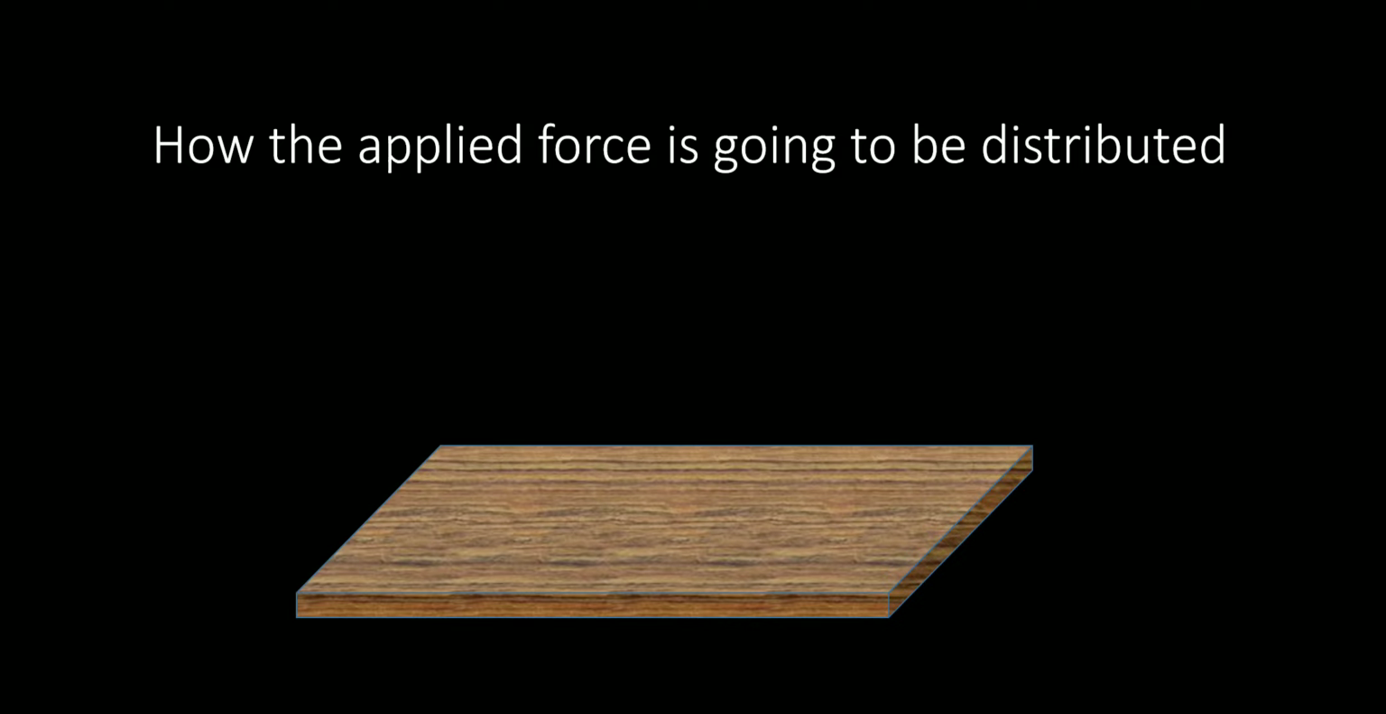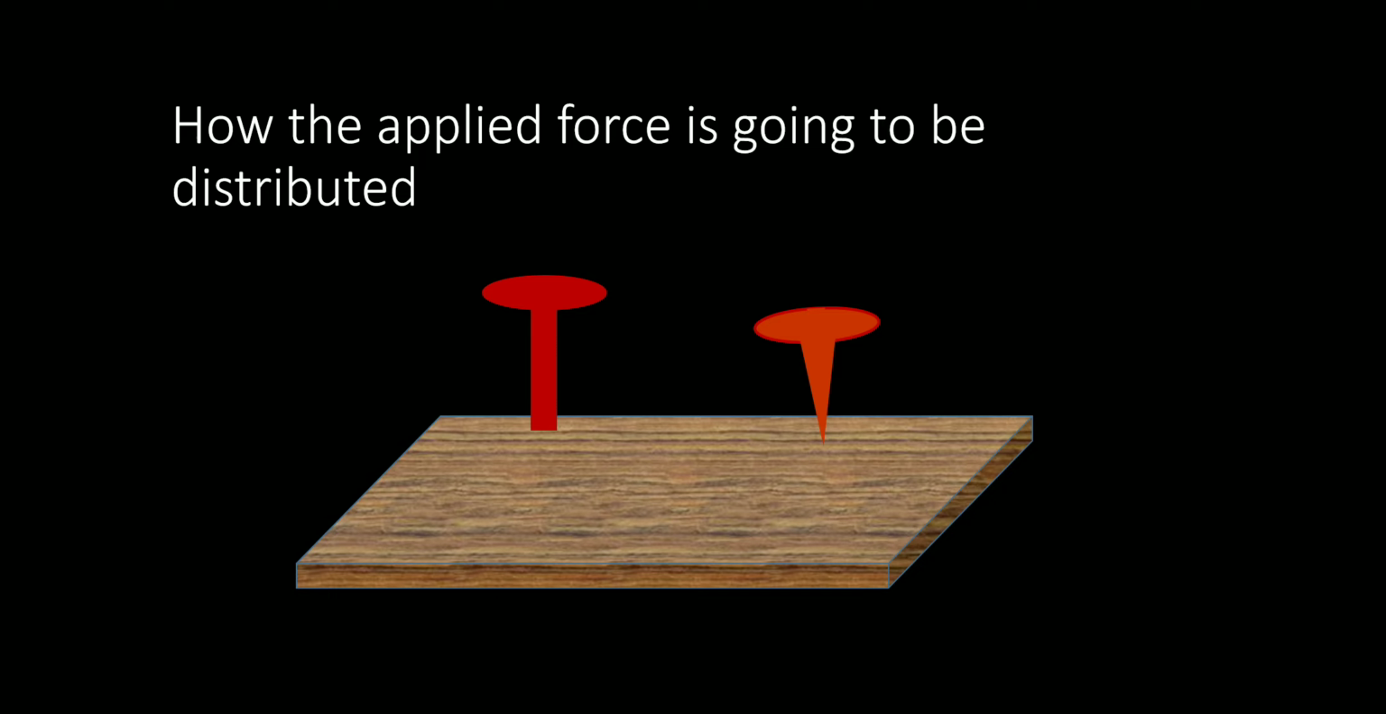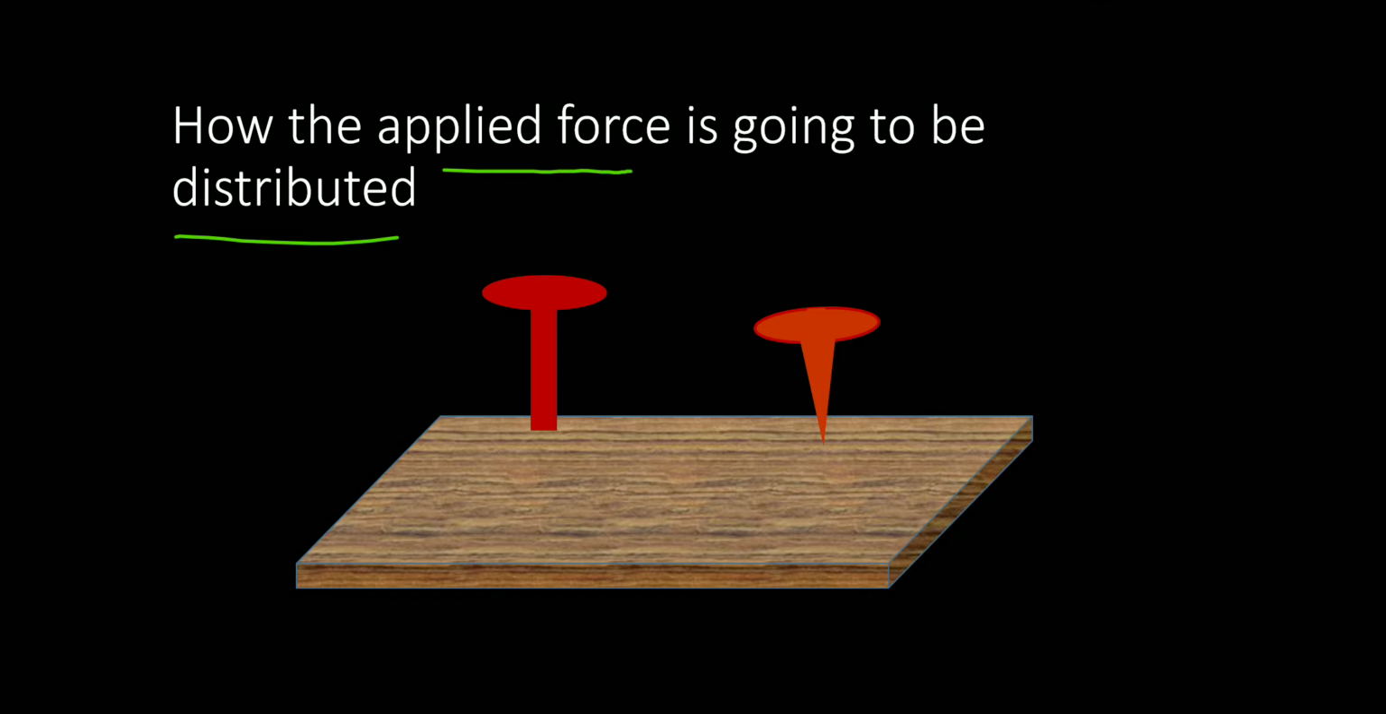But apart from this, we need one more thing, that is how my applied force is going to be distributed. To understand this, let us take one example. Suppose I have two different nails, say nail A and nail B, and I apply the same force on them, say 20 Newton, in the downward direction. Then I observed that nail A penetrated deeper than nail B. Why did this happen? This happened because my applied force is distributed differently on these two nails.